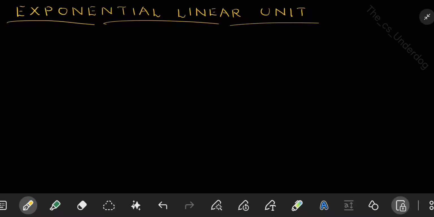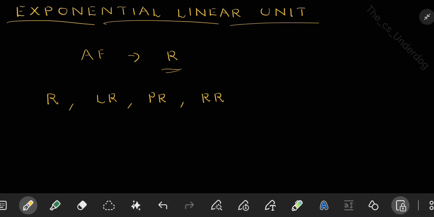Exponential linear unit. This is another activation function which is coming from the ReLU family. In the last few lectures, we learned about many activation functions which are coming from the ReLU family. What did we learn? Initially, we learned about the standard ReLU activation function. After that, we saw many variations of ReLU. First one was leaky ReLU activation. Then we learned about parametric ReLU activation and also about randomized ReLU activation.